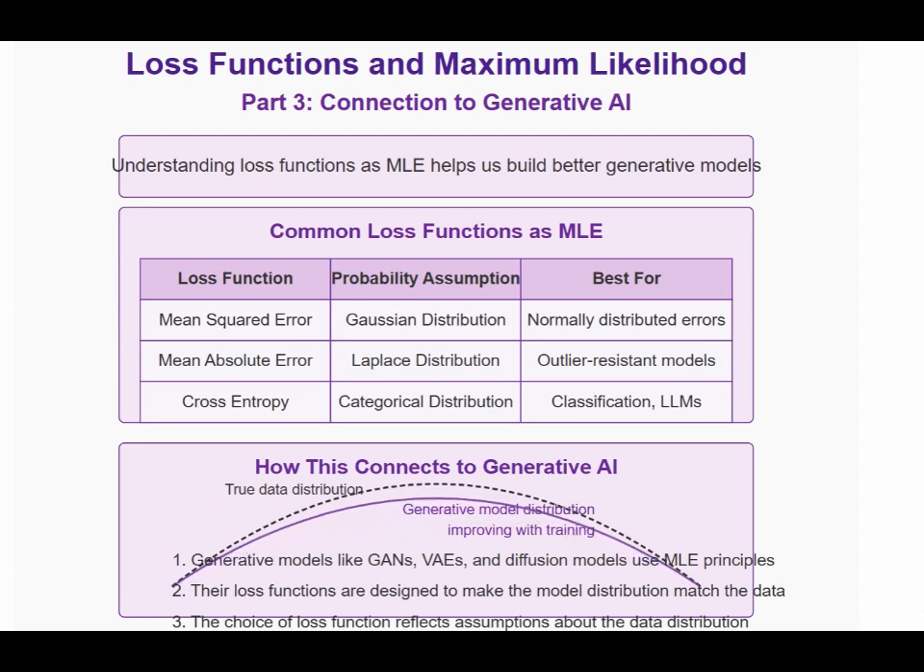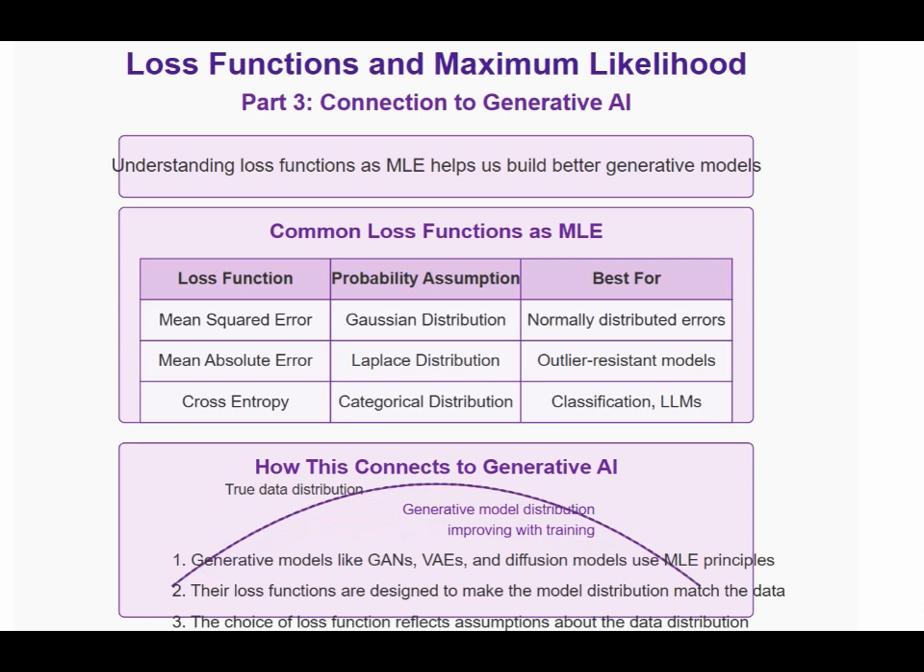In generative adversarial networks, GANs, the generator creates samples that aim to match the real data distribution so well that the discriminator can't tell them apart. The adversarial loss functions in GANs ultimately drive the generator to produce samples that maximize the likelihood of being classified as real data. Variational autoencoders, VAEs, explicitly optimize a likelihood function combined with a regularization term. The reconstruction component of their loss function represents the likelihood of generating the input data, while the KL divergence term regularizes the latent space to follow a standard normal distribution.